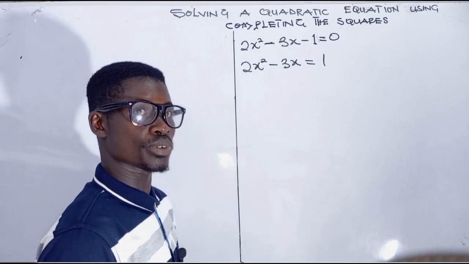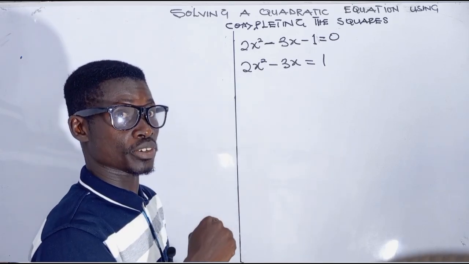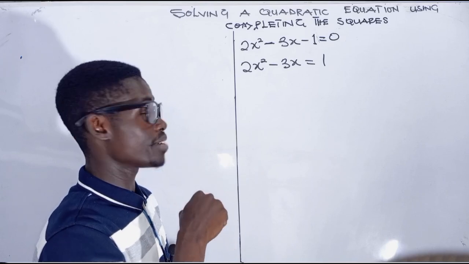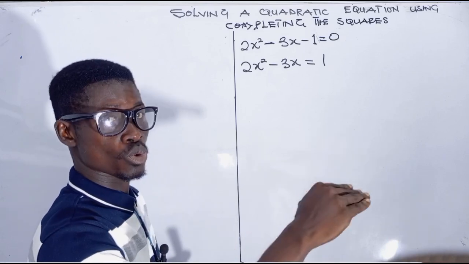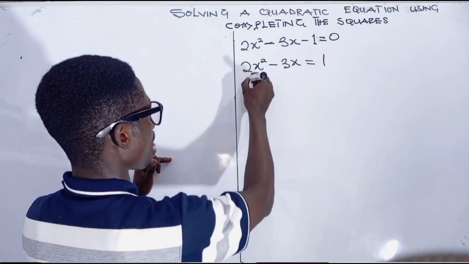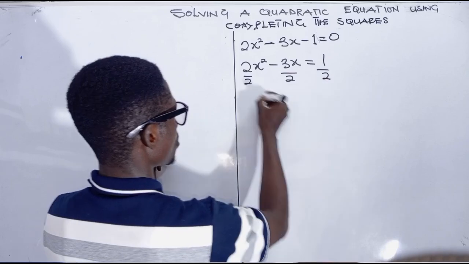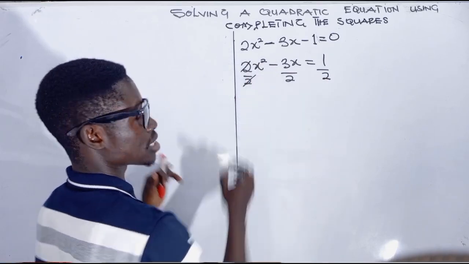Now once we are done with this, we move on to the coefficient of x squared. We have to make sure that it is 1. So if it is not 1, then we have to divide through by the coefficient of that x squared. So we are going to divide through by 2, by 2, by 2. So that this will cancel this, we have x squared.